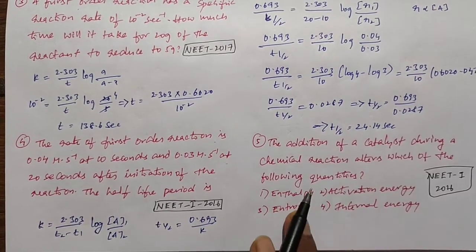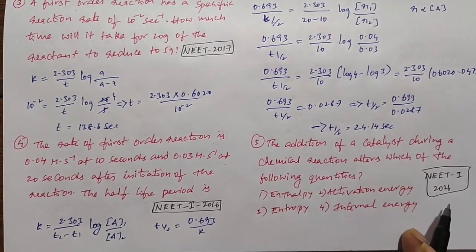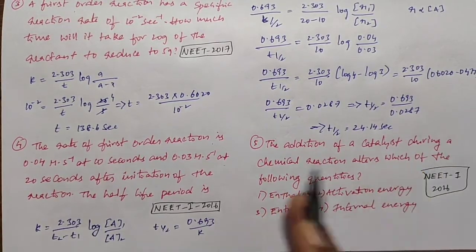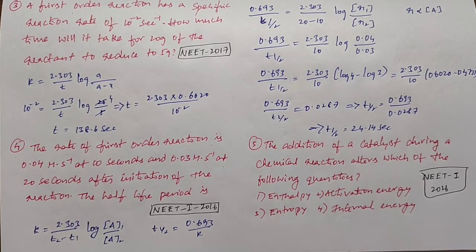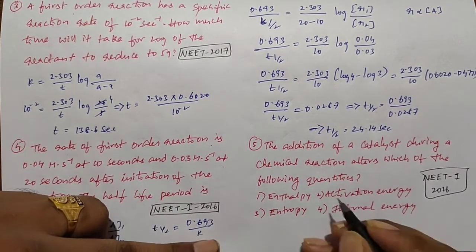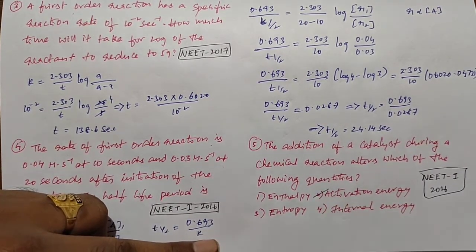Okay students, this is the next problem. This problem is from the NEET Phase 1 2016 paper. The addition of a catalyst during a chemical reaction alters which of the following quantities? When discussing the factors affecting the rate of reaction, we discussed the catalyst. A catalyst cannot alter the enthalpy, entropy, or internal energy, simply we can say energy. A catalyst cannot alter the energy, but it can alter the activation energy by altering the path of the reaction. So the right answer is activation energy.